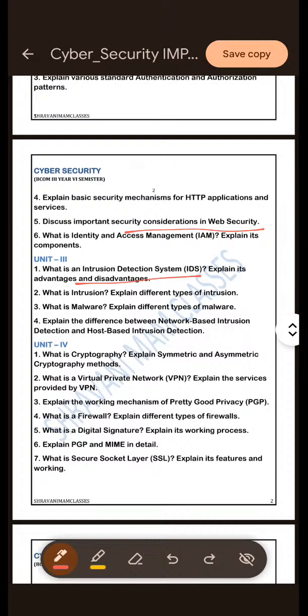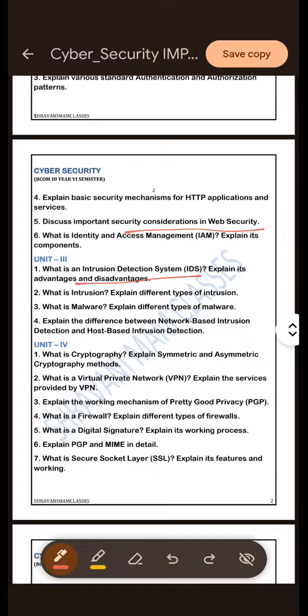So you have to explain in detail about this IDS, and also explain the advantages and disadvantages. Okay, this is intrusion. And next, what is intrusion? Explain types of intrusion. Sometimes they may ask what are the different types of intrusion detection techniques and intrusions. Okay, this is also like unauthorized access to a system or a network.